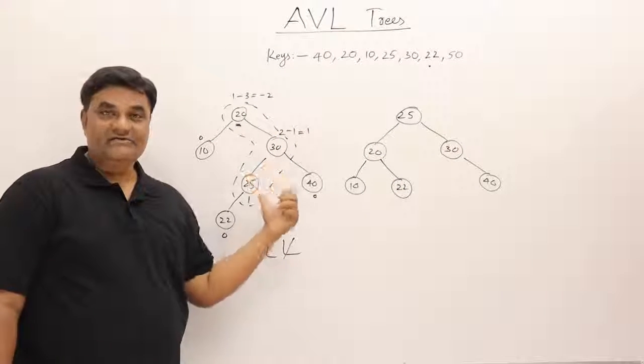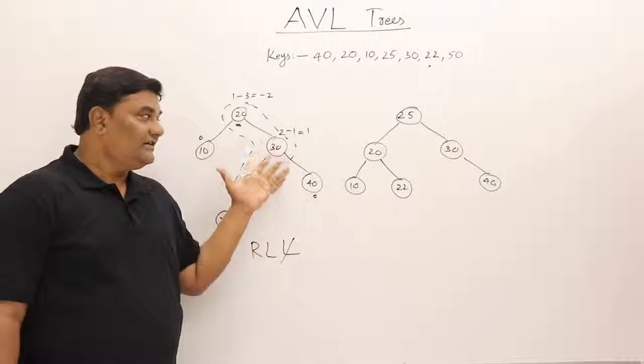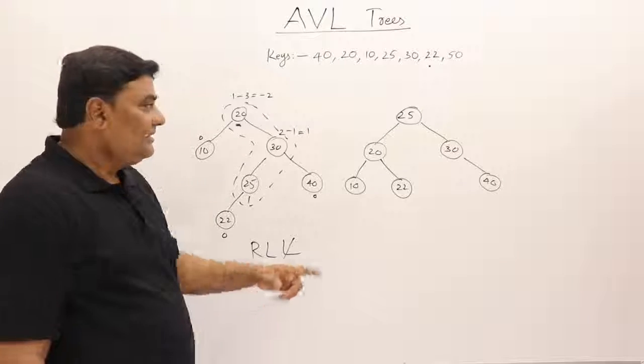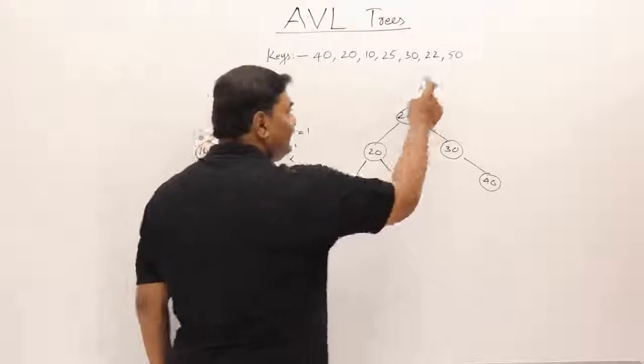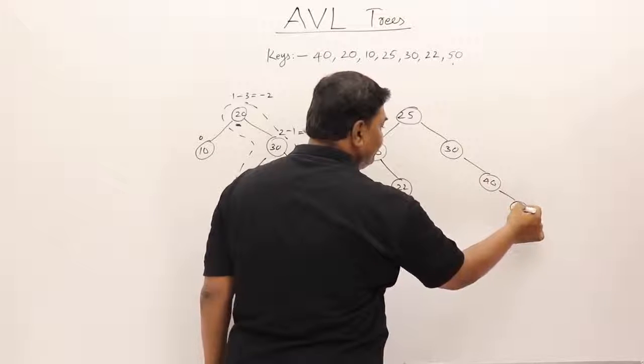That's how the rotation is performed like this. We have performed RL rotation. Already I have shown you how RL is performed. Now the last key is remaining, that is 50. Let us insert this. 50 comes this side, that is the right side of 40.